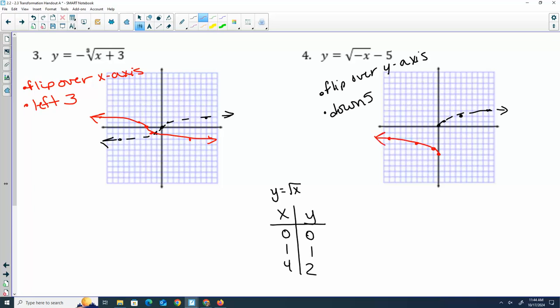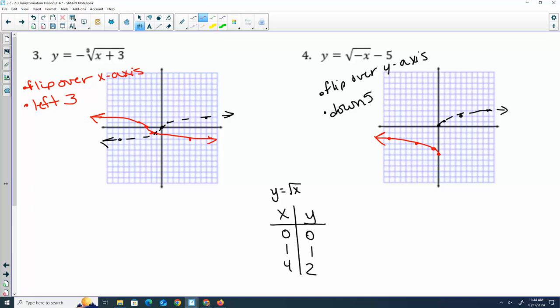So it should look like that. All right. Did we get it? All right, let's do a couple more together and then I'll have you guys try a couple. So the stretching and shrinking is probably the hardest part. If you struggle with that, write out those ordered pairs like we've been doing here.